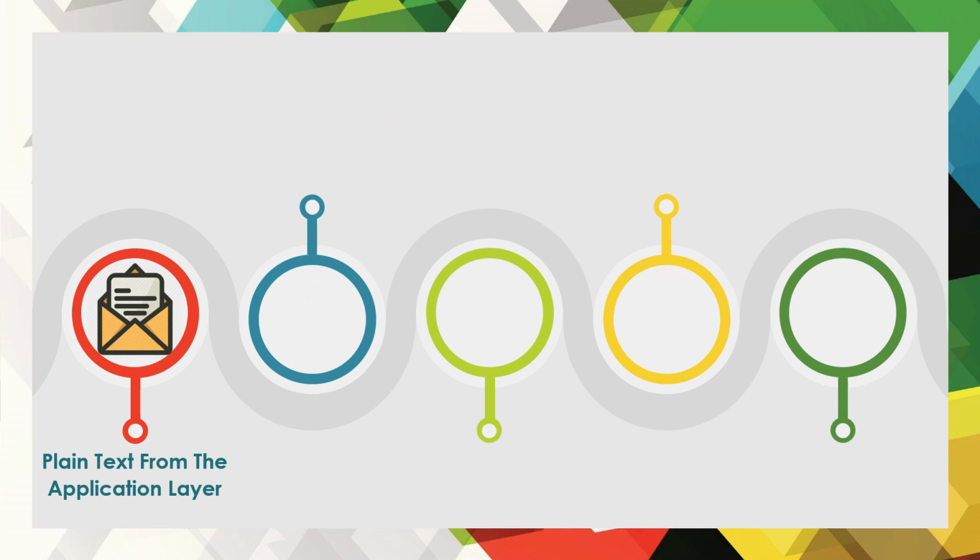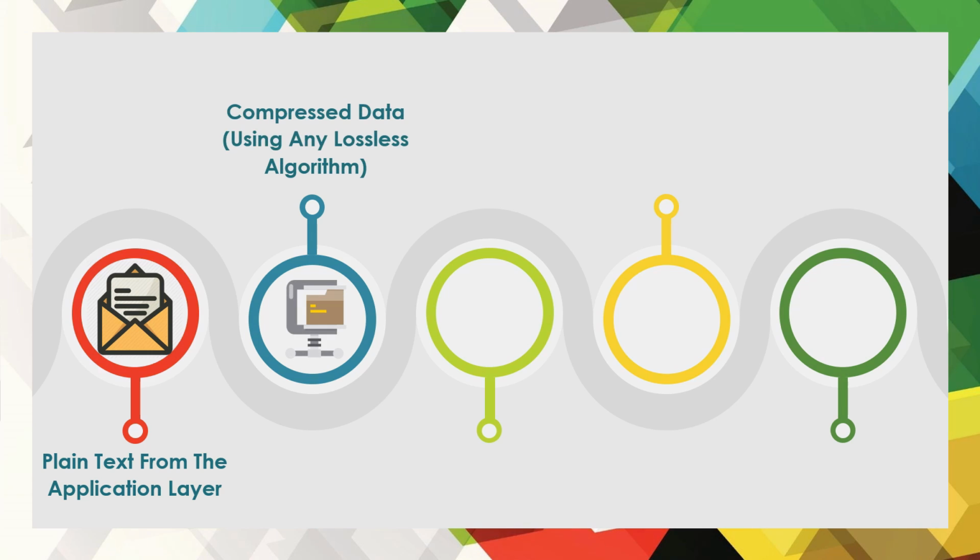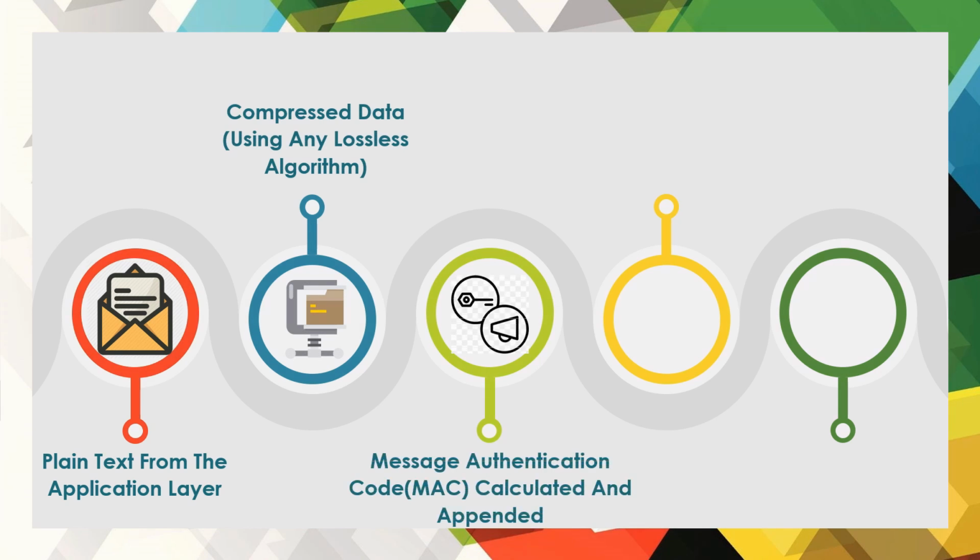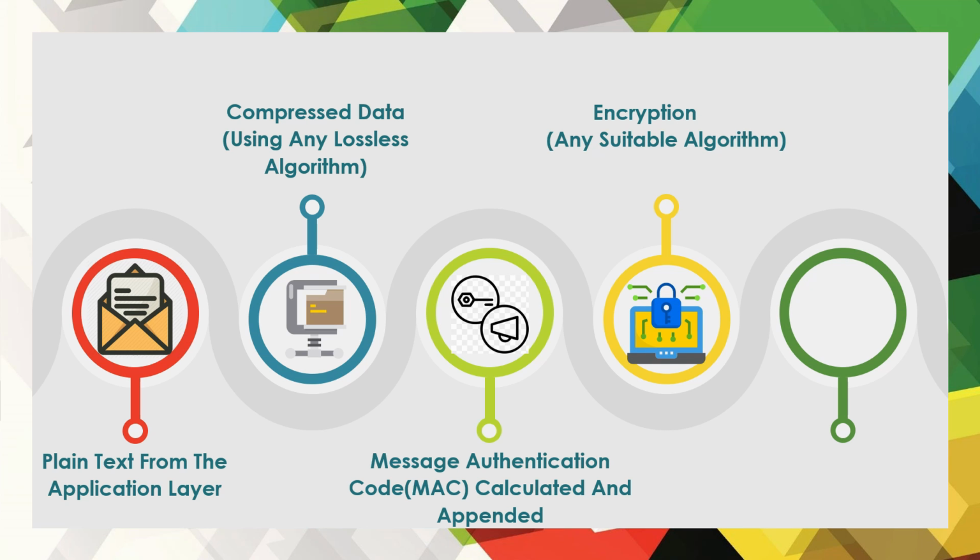The process begins with the layer receiving plain text from the application layer. Once this layer receives plain text from the application layer, it then uses any of the lossless algorithms to compress this data. This compressed data is further appended with the MAC, that is, the message authentication code, which is calculated and appended to this packet. Further, this packet is encrypted using any of the suitable algorithms. After all these steps, a record header, that is, a specific header of our layer, is added. The process is completed as far as the SSL record protocol is concerned.